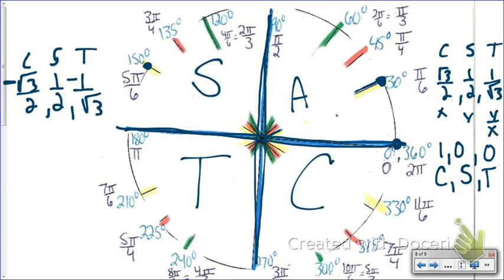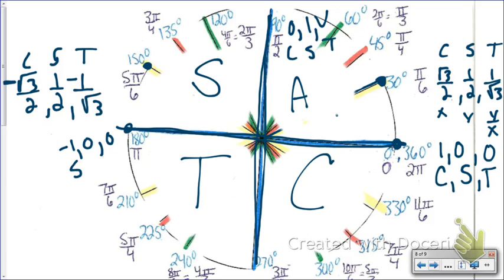Then up here at the top, that point would be (0, 1), and then 1 divided by 0, when I do that, I get undefined. So that's my cosine, sine, and tangent. Remember, cosine is the x-coordinate. Over here at 180, that would be (-1, 0), and then 0 divided by -1 is 0.